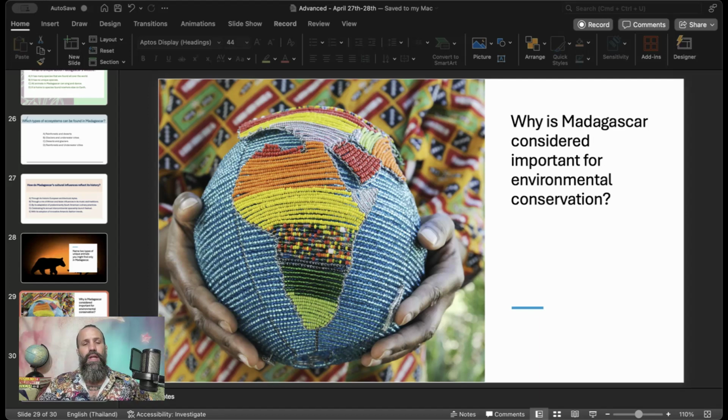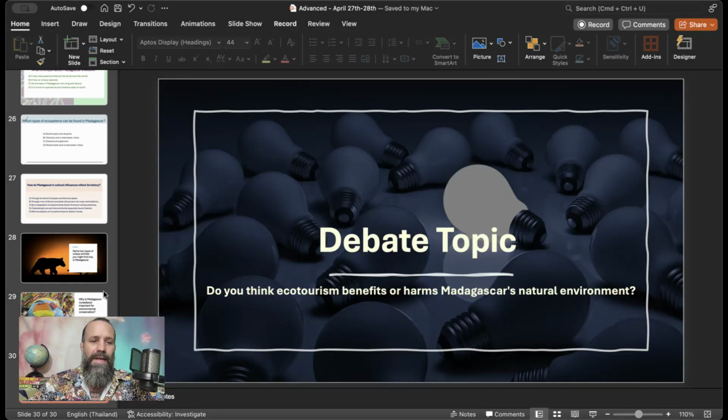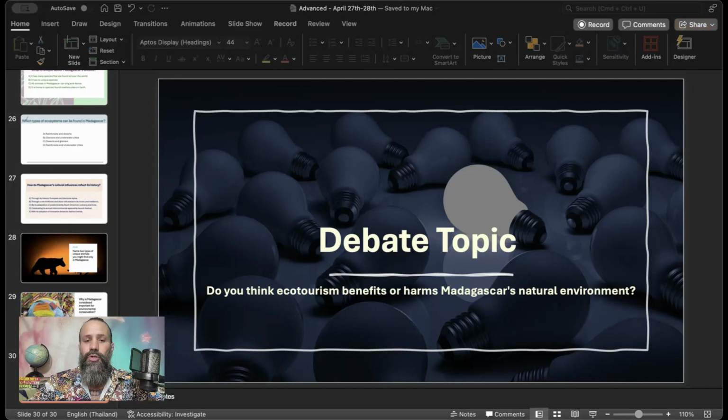Is it okay to own exotic animals as pets, particularly the ones that are endangered or just protected? I think there's a fine debate on both sides for that. And then, do you think ecotourism benefits or harms Madagascar's natural environment? Again, you can take both positions.